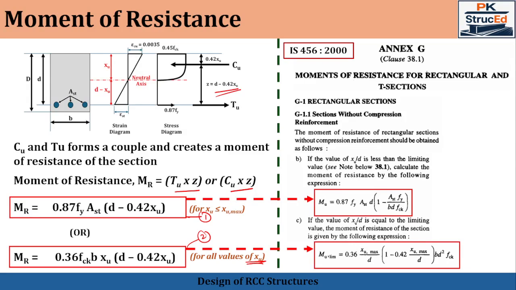This is what has been given in IS 456 Annex G 1.1b as well as c, in a different, expanded form: 0.87 Fy Ast up to this one has been given, in which D minus 0.42 XU. Here the XU formula has been derived in the previous slide as 0.87 Fy Ast divided by 0.36 fck b. Substituting that value, the extended form of the moment of resistance equation has been given in IS 456. Similarly, the limiting value is also given in this way. So these equations are fundamental and are used repeatedly in RCC beam design.